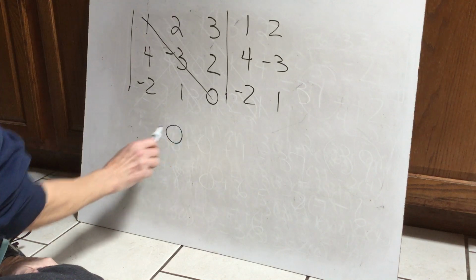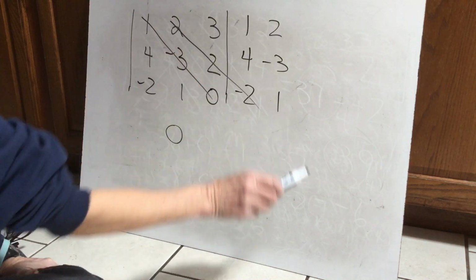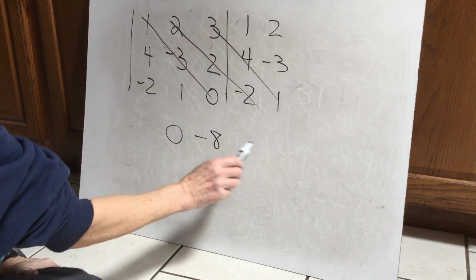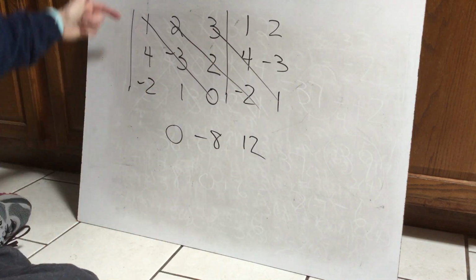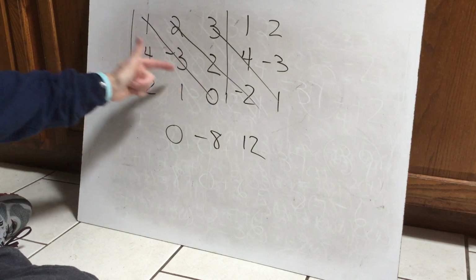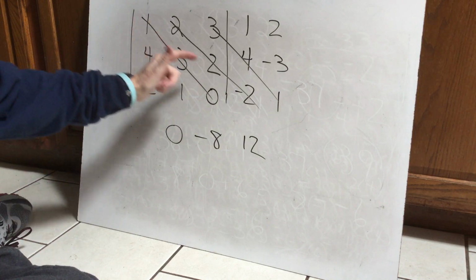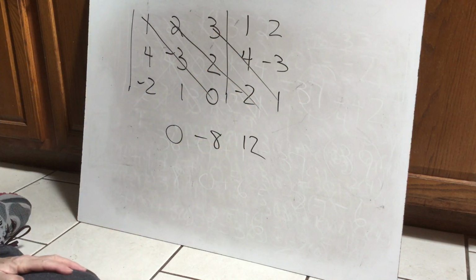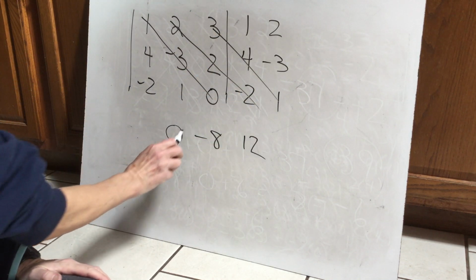So that's a 0. That's a -8. And that's a 12. So I'm multiplying this diagonal, all these numbers, and I get 0. Multiply all these numbers, I get -8. Multiply all these numbers, I get 12. Add them up.